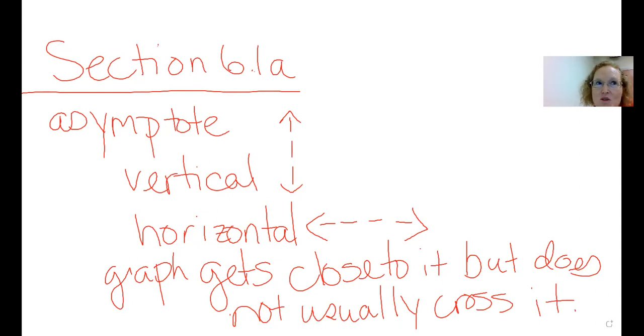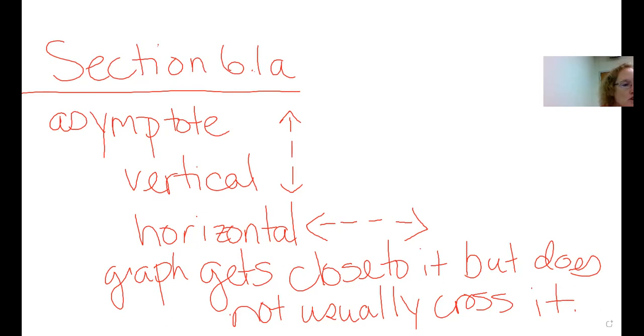I can give you an instance where it does, and so that's why I'm going to say it does not usually cross it, because I don't want you to think, 2 years down the road when you find one of these instances, that your math teacher lied to you. So not normally does a graph cross the asymptote.